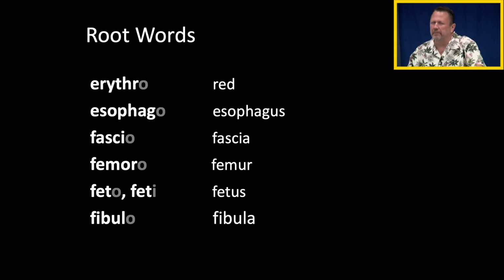Again, erythro means red as well. Eosin meant red. Yeah, so does erythro. An erythrocyte is a red blood cell. Esophago refers to the esophagus.